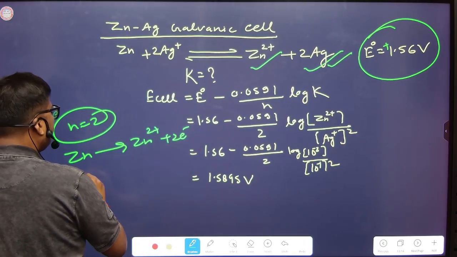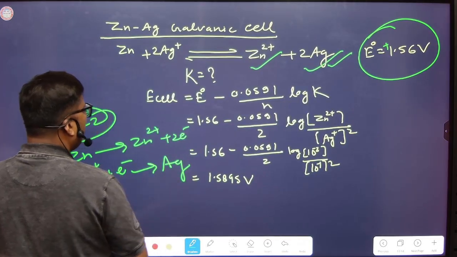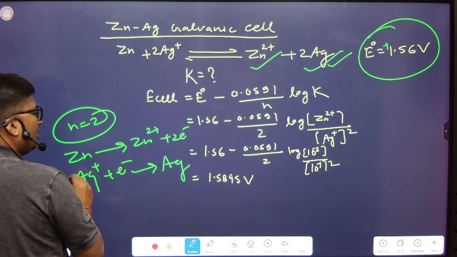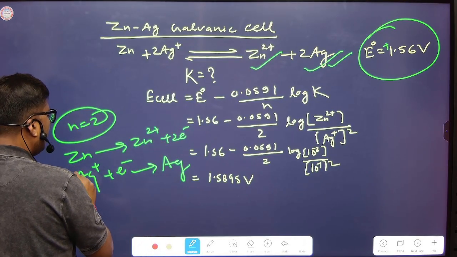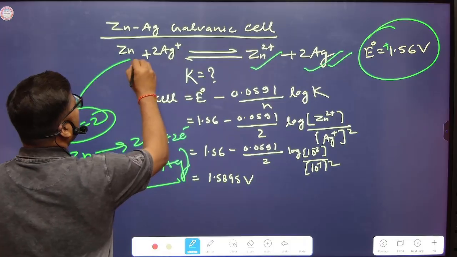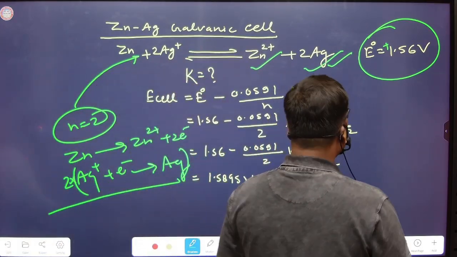And Ag plus plus an electron gives Ag, but by balancing these electrons we just multiply by 2 on both sides of this equation. So overall we will get such a cell reaction. So n is equal to 2, right?